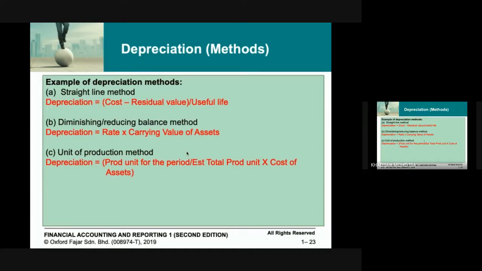So for example, you can produce 1,000 units this month, but the estimated total production units over the period is 100,000. And then you multiply by the cost of the asset. So you will get the depreciation of the asset for the year based on the unit of production method.